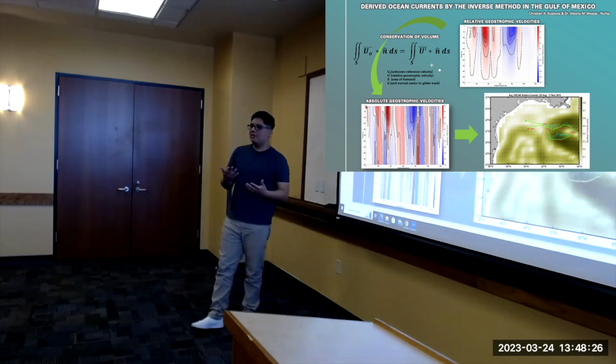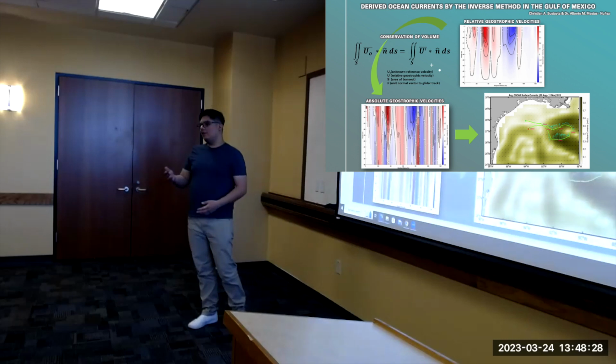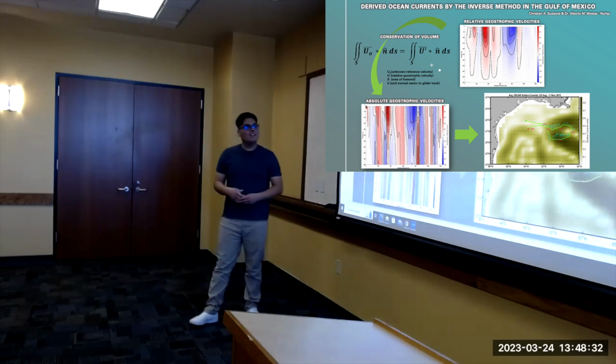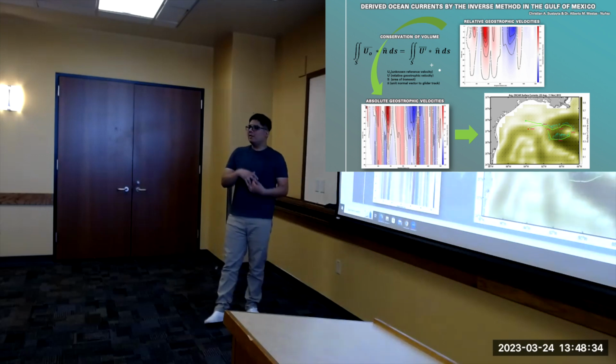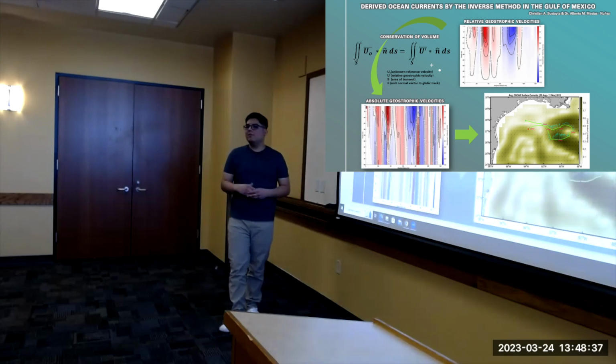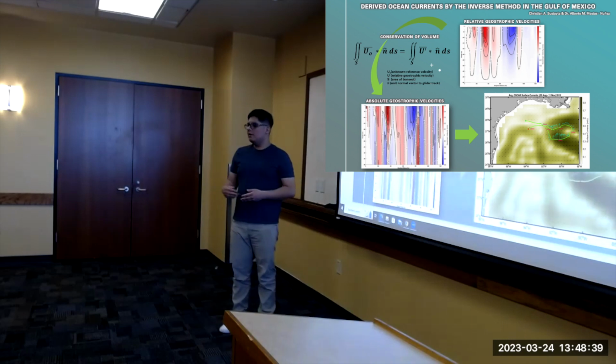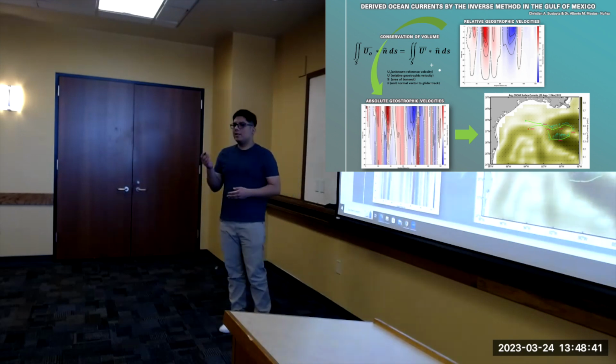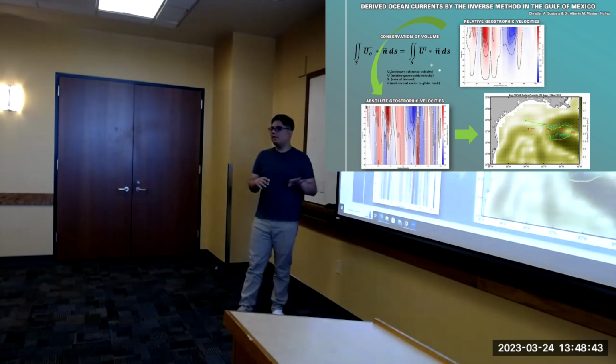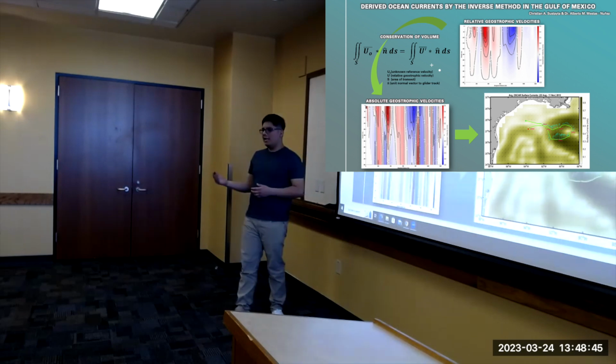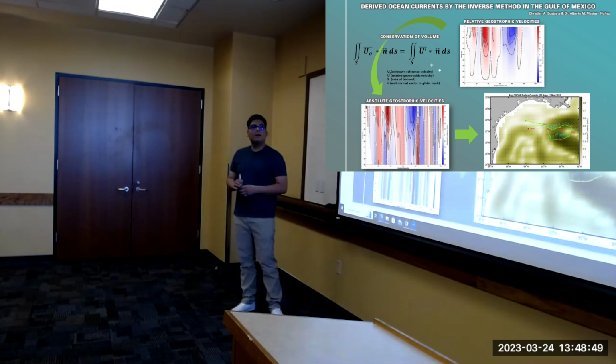So what is the inverse method? Well, in a nutshell, the inverse method is a way of getting data from data. And so for my project, what I was trying to do is use this inverse method on glider data, which is what I'm using in this project, and retrieve absolute geostrophic velocities from it.